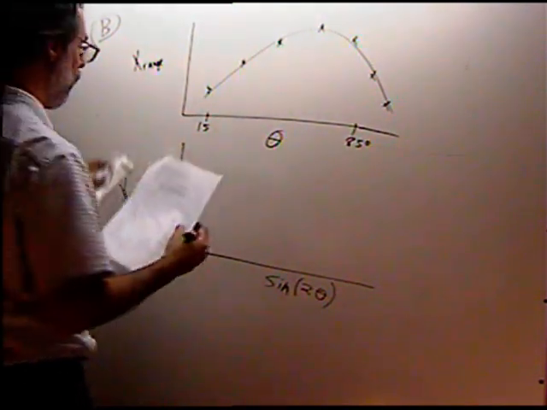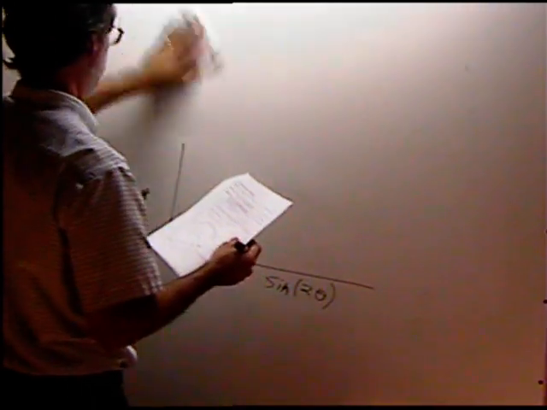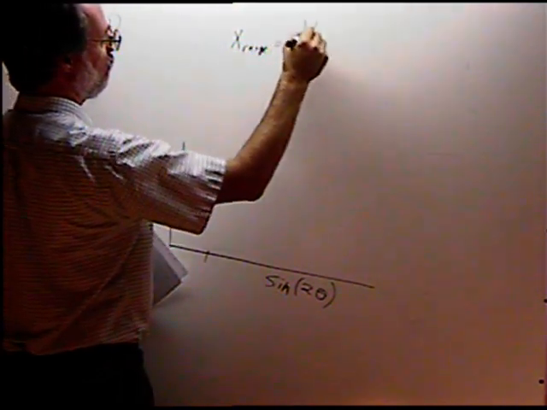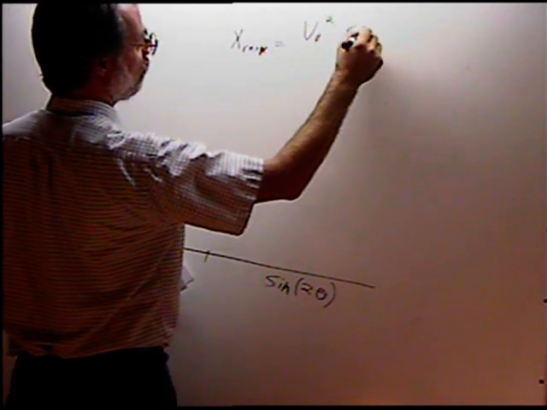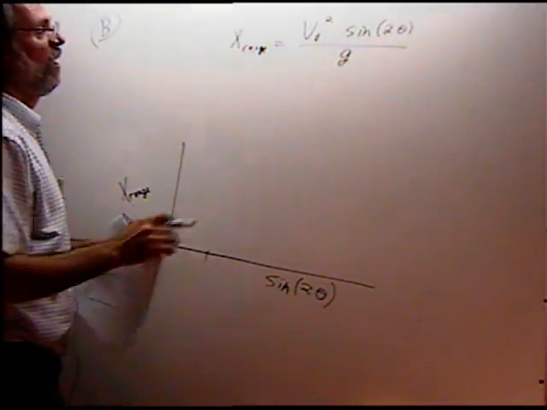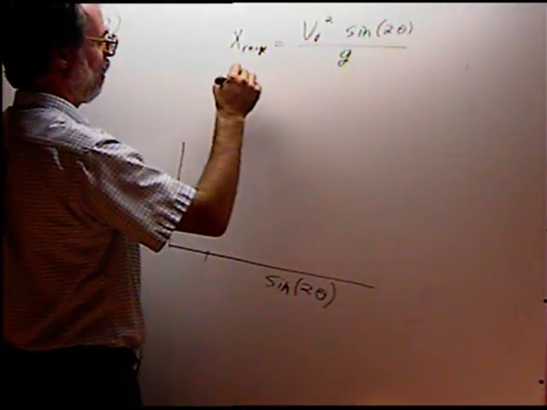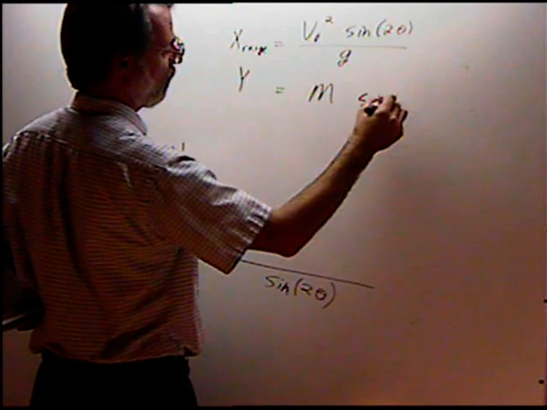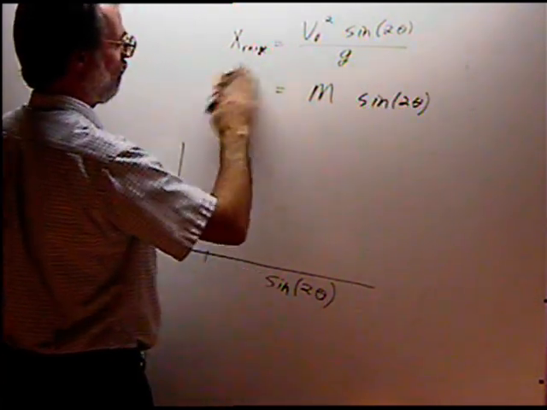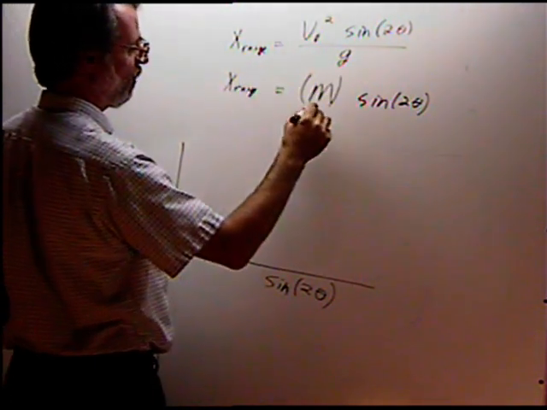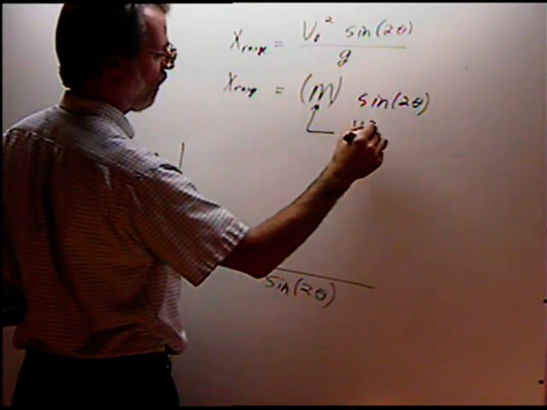Now why are we doing this? I'm going to erase the top chart. If we take the range equation, it is V0 squared times sine of 2 theta, all over g. We're going to plot this: x range equals something times sine of 2 theta. Okay, so it's the x range times this. So notice now, the slope simply becomes V0 squared over g.